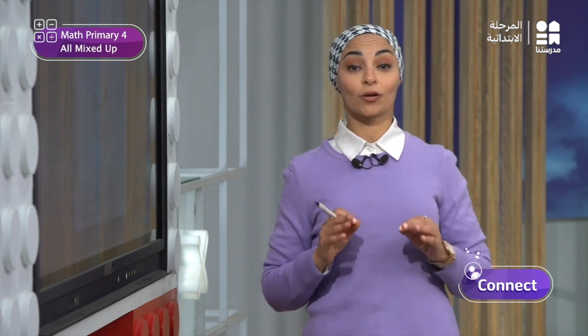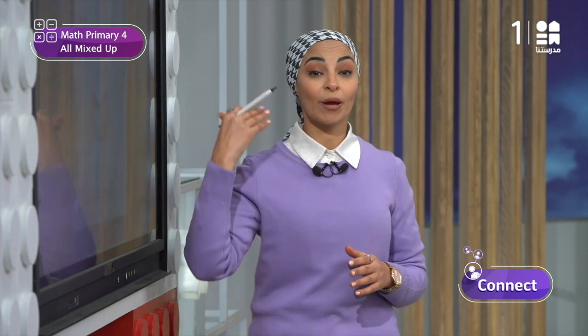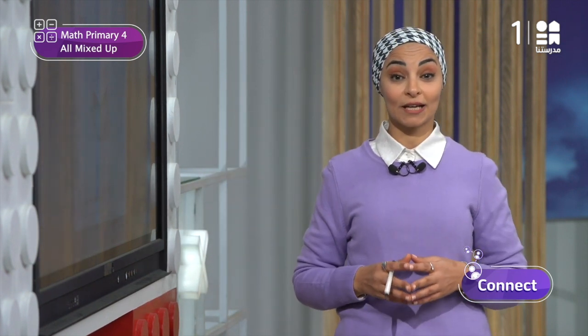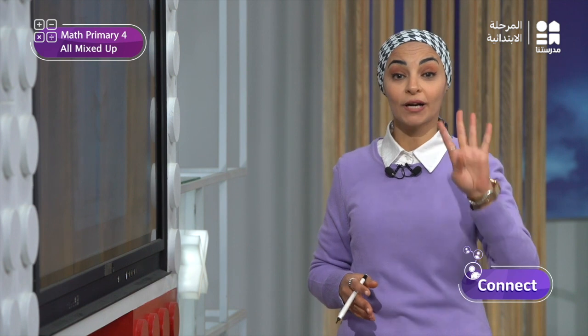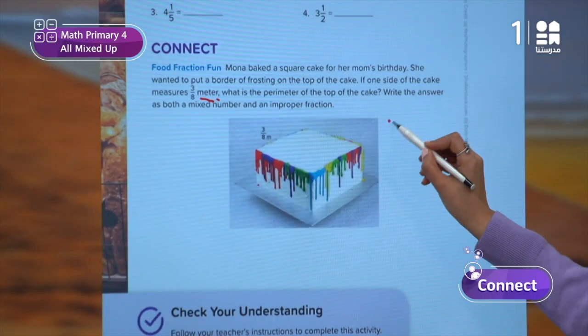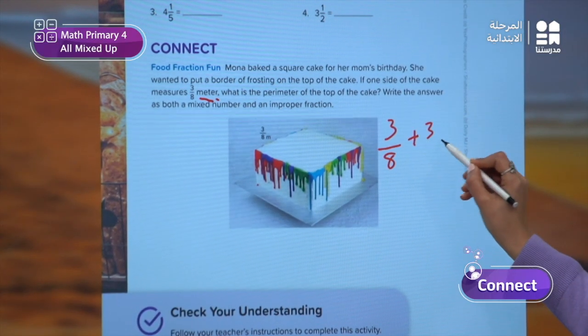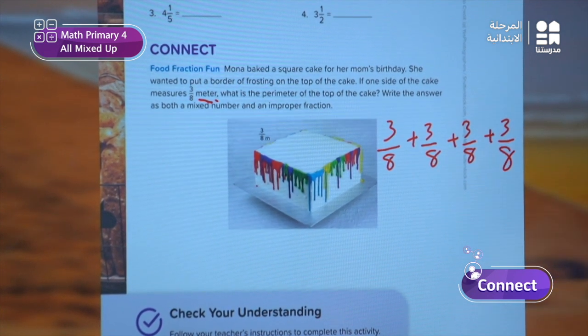And after you have finished calculating the perimeter of the top of the cake, which has the shape of a square, we need to remember how we calculated the perimeter of a square. As you know, the perimeter of any shape is equal to the total lengths of all the sides of the shape. The square has 4 equal sides. So I will add 3 over 8 plus 3 over 8 plus 3 over 8 plus 3 over 8, 4 times, because the square has 4 sides.